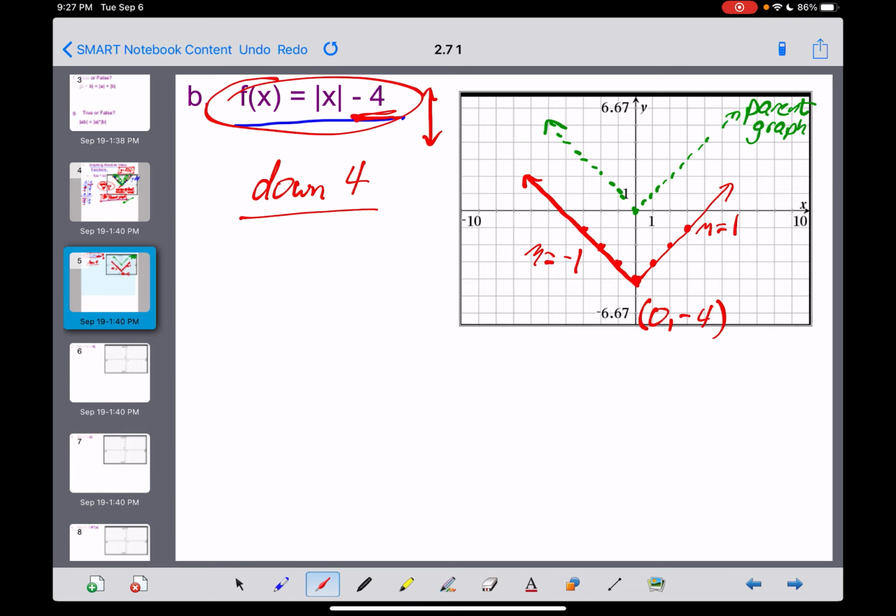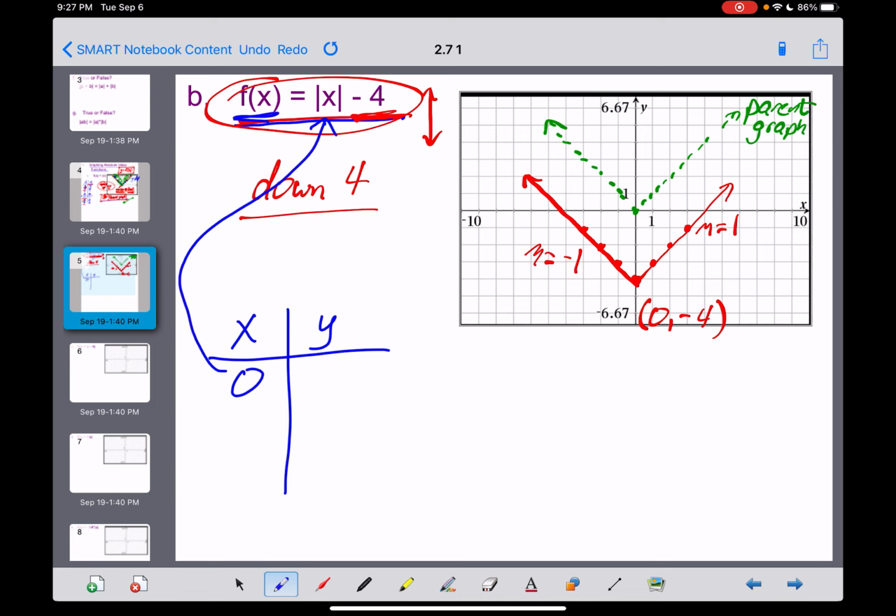If you choose any point that's located on that graph, it should work when you put it in here. So even though I said we weren't going to do this, just to test my answer, I'm going to make a quick table of values. If x is 0, let's put that in here and see what we get out for y. Okay, the absolute value of 0 is 0, and then when we subtract 4 from that, we get negative 4. And the ordered pair 0, negative 4 is on this graph. That's a really good sign that we're doing things right.